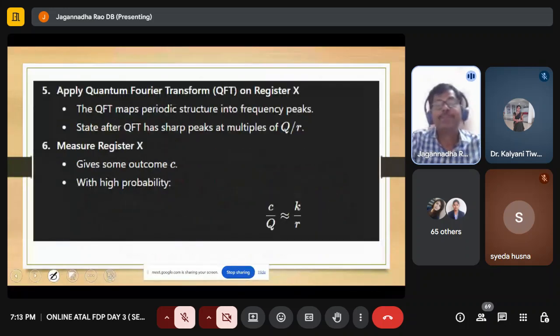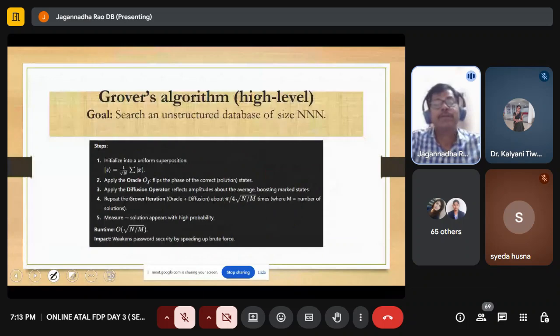Next, go to Grover's algorithm. In Grover's algorithm, the main motto is to search an unstructured database. Already we saw how you are doing. In this, what are the steps you are doing?